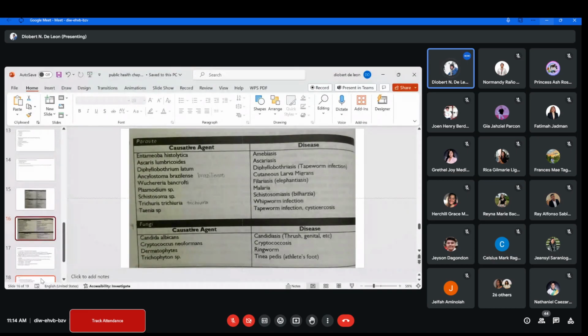We also have Trichuris trichiura, no? It's for whipworm infection. Okay, the last one is fungi. We have Candida albicans, candidiasis; dermatophytes, ringworm; Cryptococcus neoformans, cryptococcosis; and the Trichophyton species, which is tinea pedis or athlete's foot. Okay?